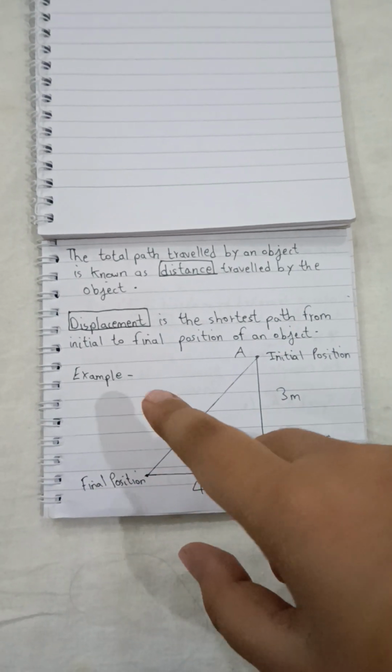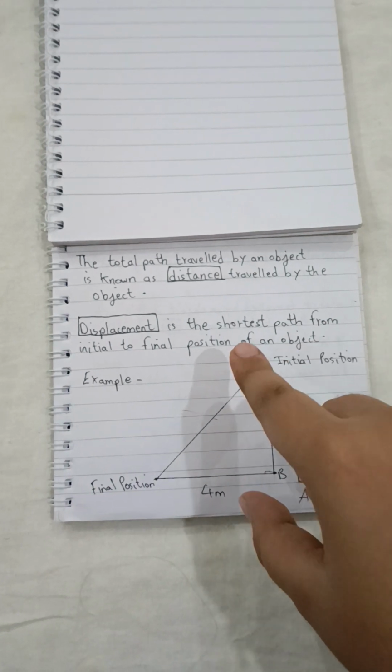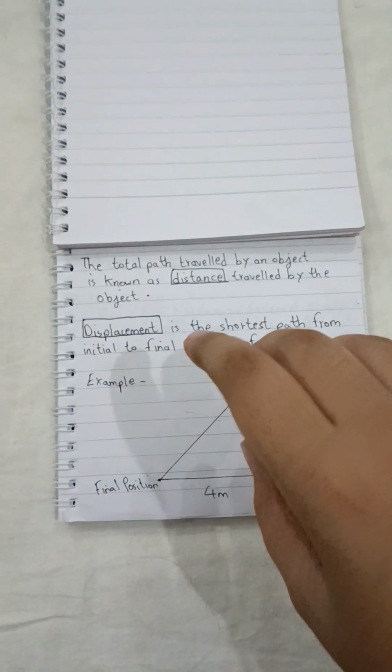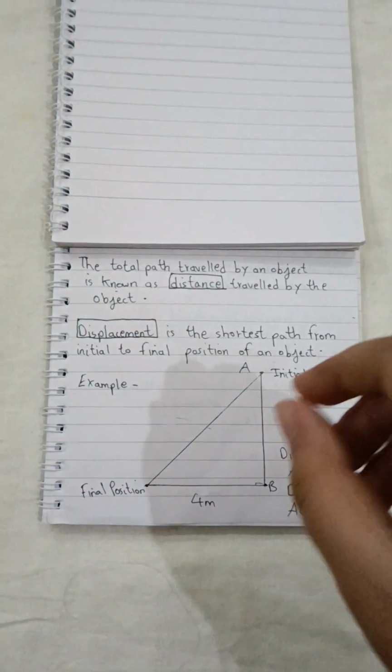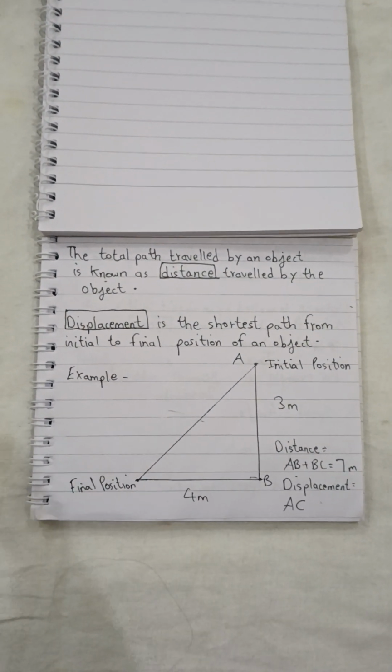But here, if we talk about displacement, we can directly say that if Ram travels from A to C direct, it will be a shorter distance and a short path. Okay, so this is what we call displacement. Let me show you more examples and the difference between them.